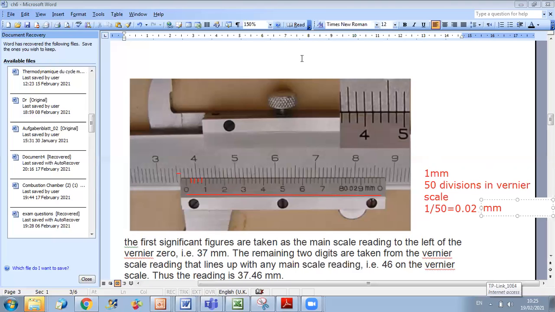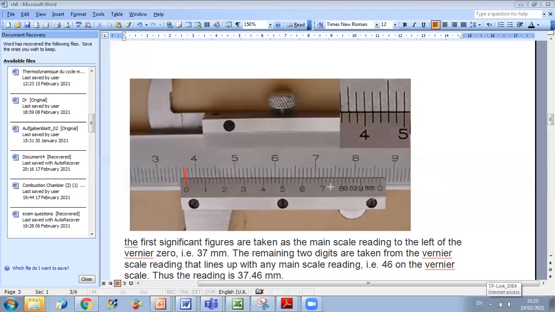First, this is my 0. I look at the 0 of my Vernier scale. It is just here. Now I will read on the main scale: 3 centimeter, 3.1, 3.2, 3.3, 4, 5, 6, 7. So until here, just at the left of 0, it's 3.7 centimeter or 37 millimeters.